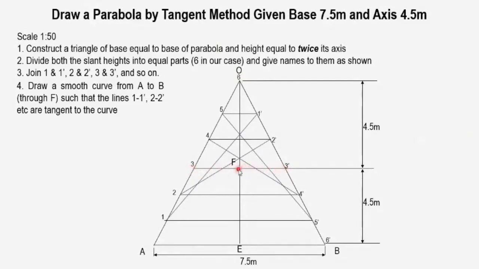So we surely know this point, that is the apex of the parabola. If we do not divide it into even number of parts, in that case, we will not have any horizontal line. So that will be difficult to draw the parabola. So divide these lines AO and OB preferably in even number of parts.